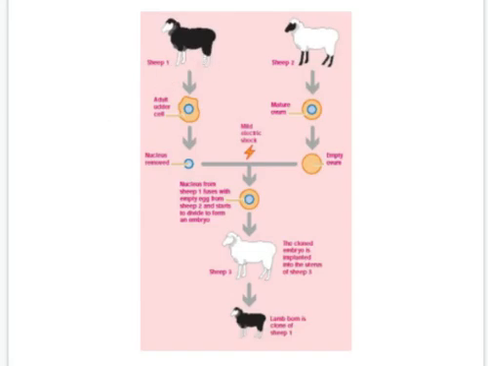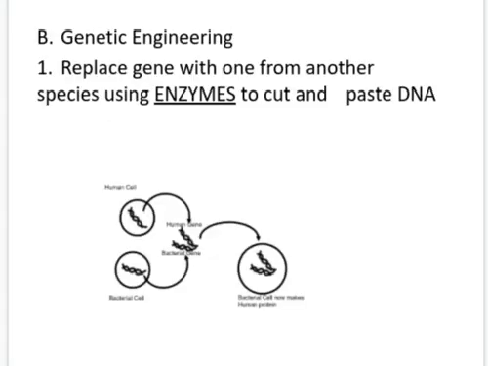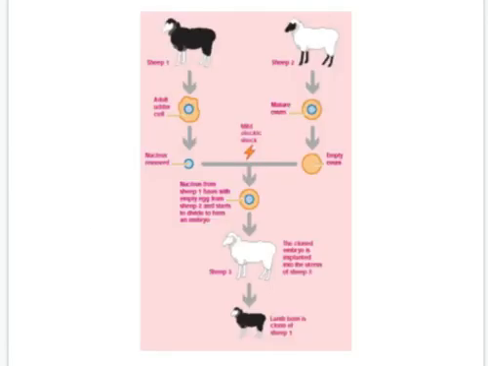Keep in mind, genetic engineering increases variation. We create new varieties. Cloning decreases variation. We are basically simulating asexual reproduction with no variation. And remember, sexual reproduction, variation, asexual reproduction, no variation.